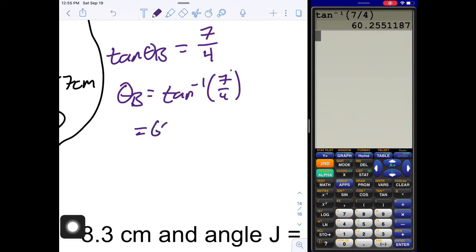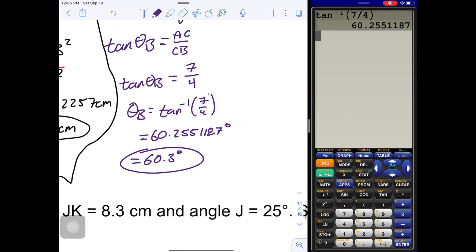60.2551187, and that's in degrees. I'm going to round that because it's the final answer. I'm going to round it to one decimal place. So I need to round this 2 up to a 3 because the number to the right is 5 or greater. So this is 60.3 degrees. 60.3 degrees is angle B.